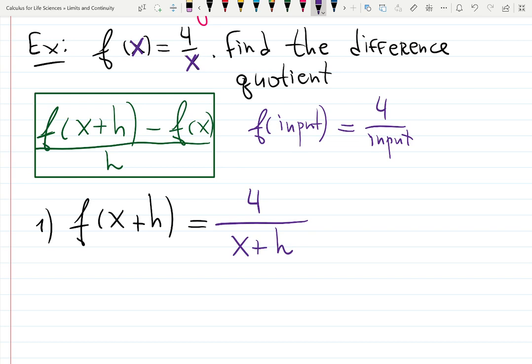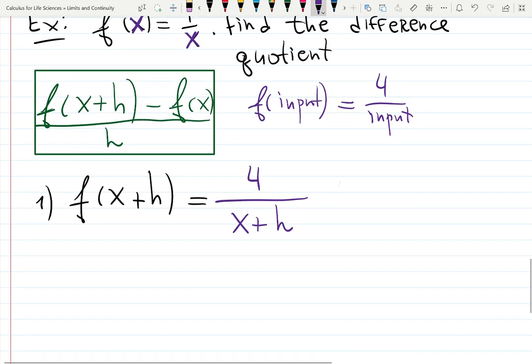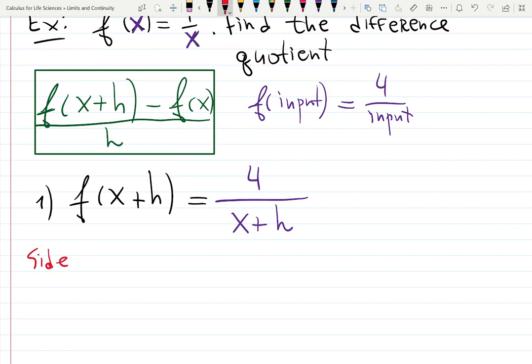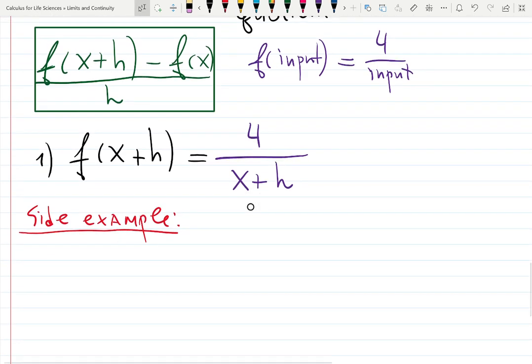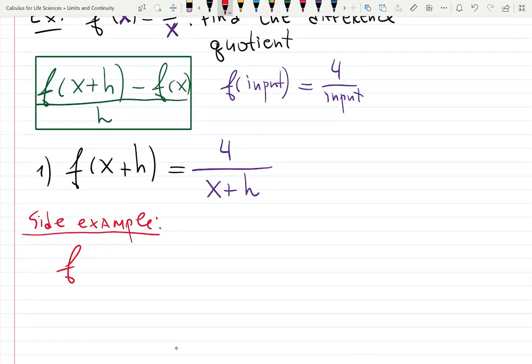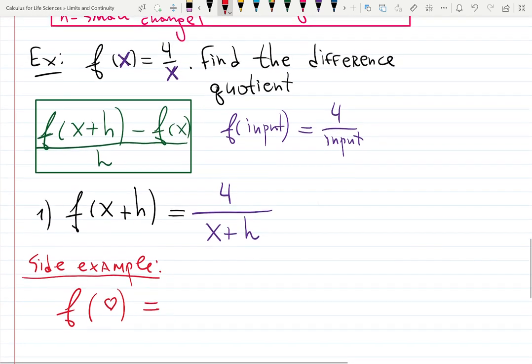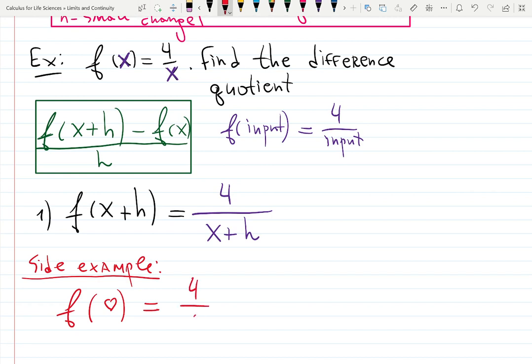That I think is the most confusing thing for students. And I usually make a side example about love. If in the same example I want to calculate how much love they are in this function, so I want to find f of love, that doesn't matter. If that input is in the domain, I can do that. It's going to have the same law. It's going to be 4 over love.